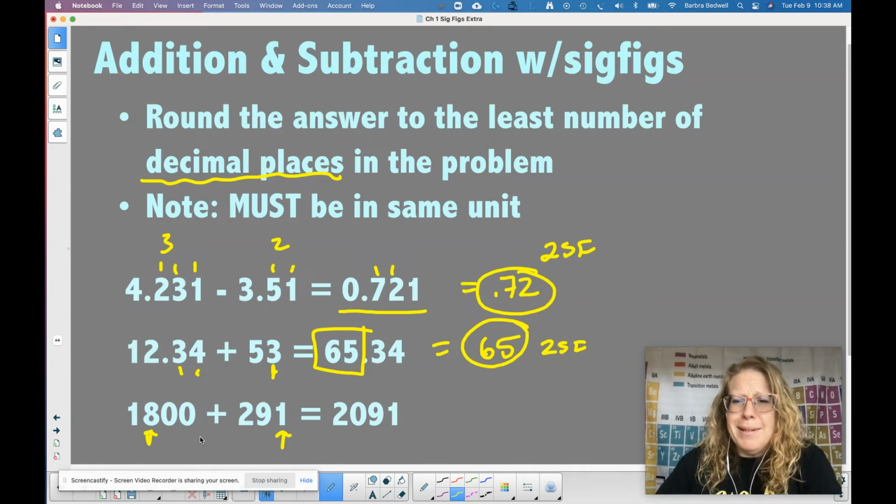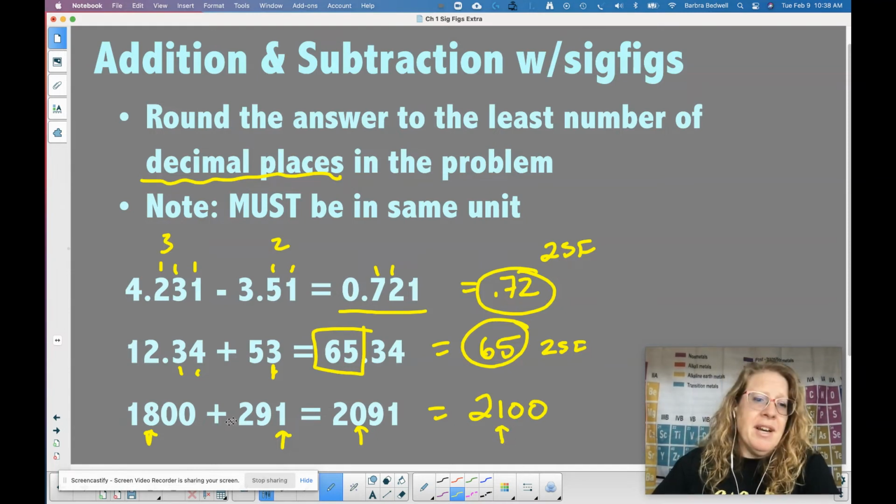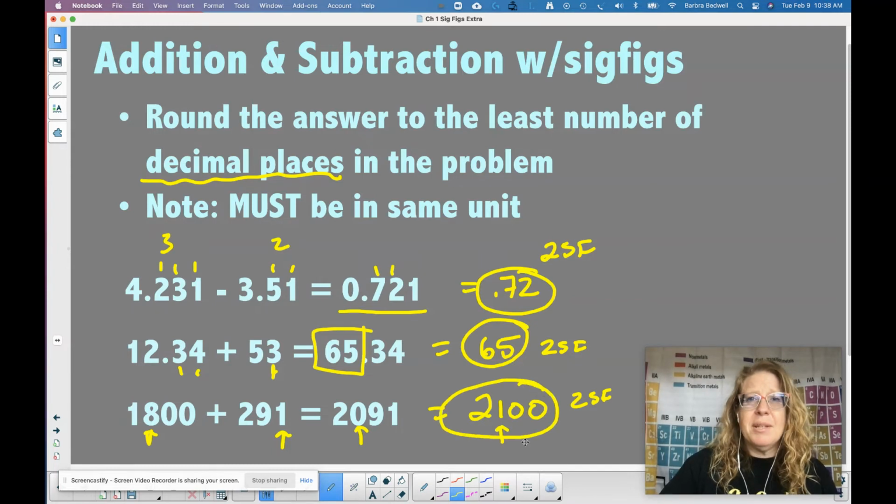The least number of decimal places. I know it's kind of weird to think about hundreds as being a decimal place, but that means that we need to round to the least precise place, the hundreds place. So this would actually be recorded as 2100. Those are placeholder zeros. This is precise to the 100s place. It looks really weird. 2100 and 1800, same level of precision. So again, this one also has 2 sig figs. So there you go. Addition and subtraction is a little bit different. You're looking at decimal places. And this gets really awkward with scientific notation.